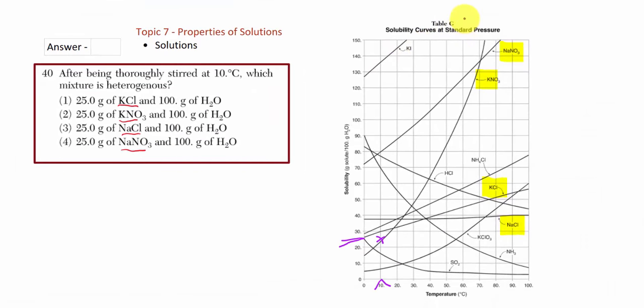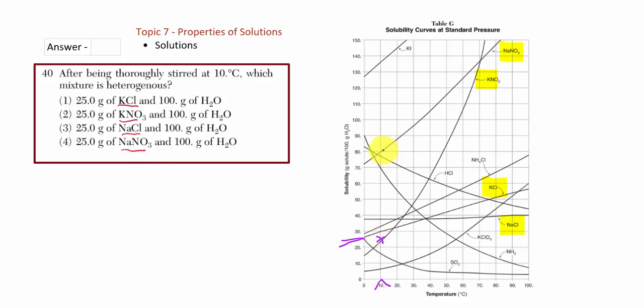We're going to refer to Table G, the solubility curves at standard pressure. I've highlighted all 4 of the salts, and I've also located with a purple X the position at which 10 degrees Celsius and 25 grams of solute intersect. So the only thing we have to do now is figure out which one of these solubility curves is actually a saturated solution at a position below where that purple X is.